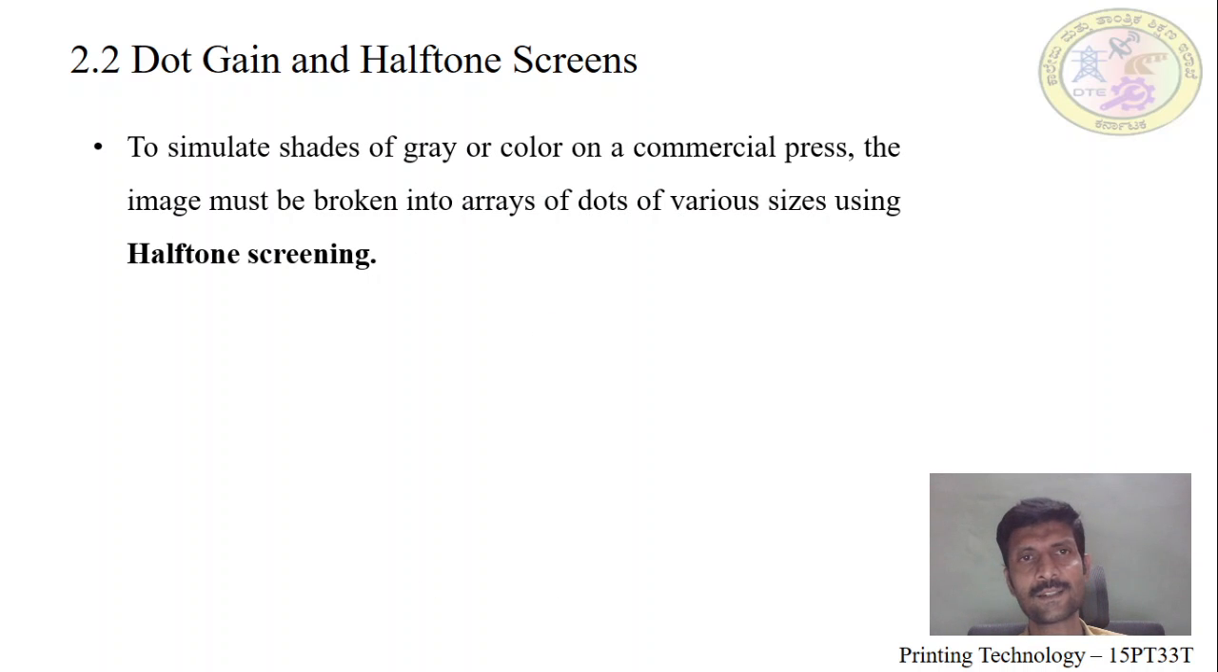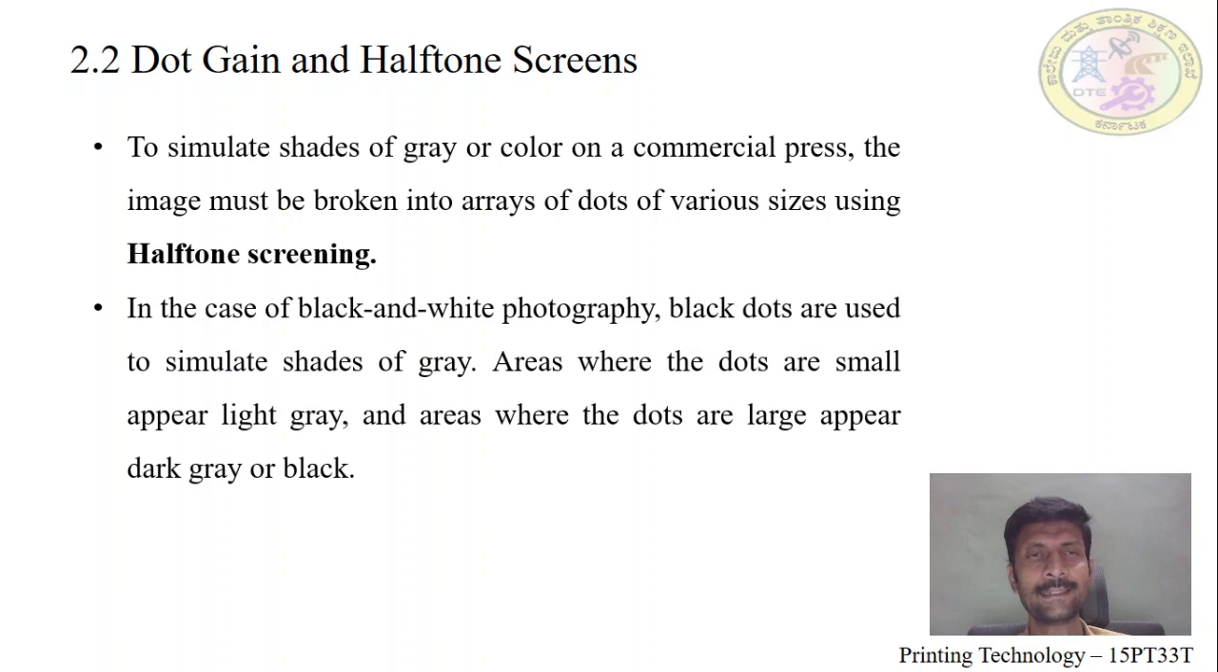To simulate the shades of gray or a color on a commercial press, the image must be broken into arrays of dots of various sizes using halftone screening, to avoid moiré patterns and get a good quality output on the printed substrates. In black and white photography, black dots are used to simulate shades of gray. Areas where the dots are small appear light gray, and areas where the dots are large appear dark gray or black in a black and white photograph.